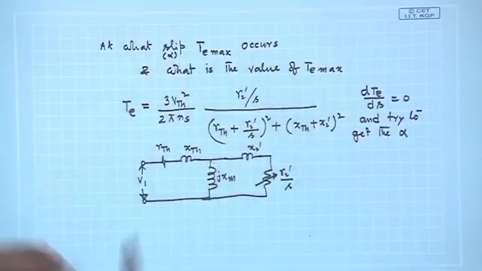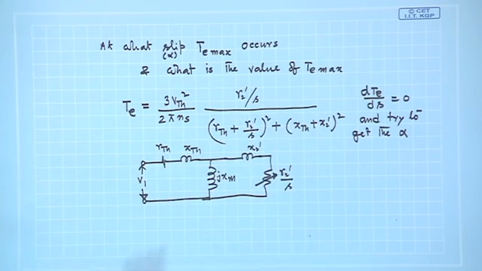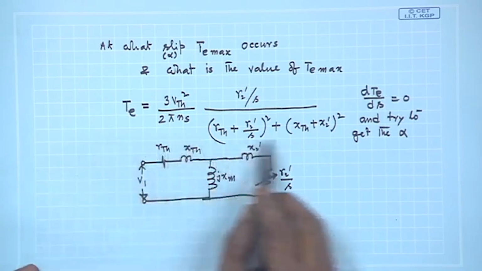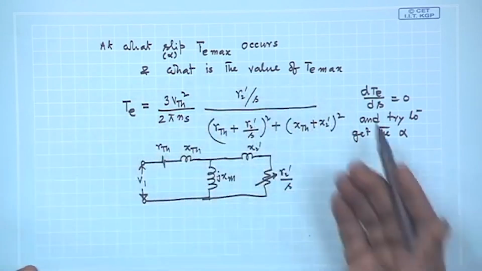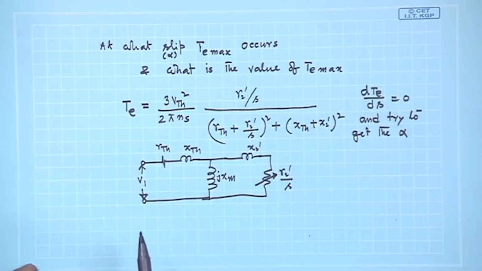Okay, welcome to the next class. So, we were telling about how we want to calculate the slip at which maximum torque occurs. Of course, this can be done by differentiating this and getting it, but because we have already developed the equivalent circuit, it can be done in a much simpler way instead of trying to differentiate it and set it to 0, and get the value of alpha.